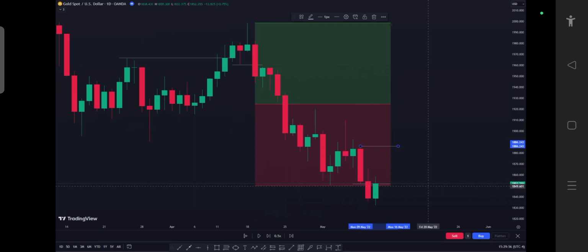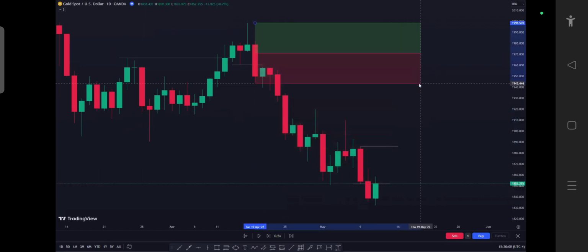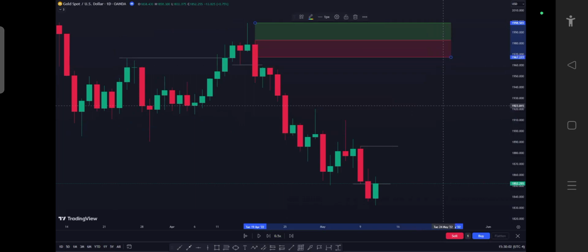I'm removing this one just for right now. So this candle went lower as we expected. It's straight through on a closing basis. So we'll stick to the bearish bias.